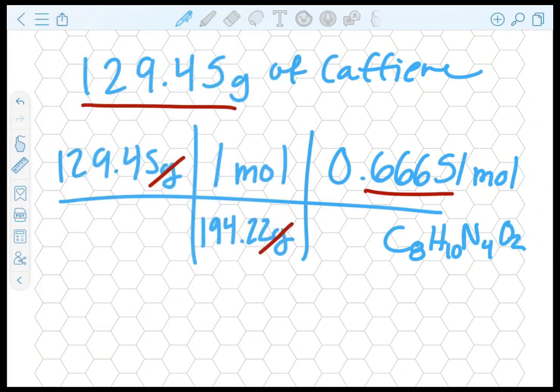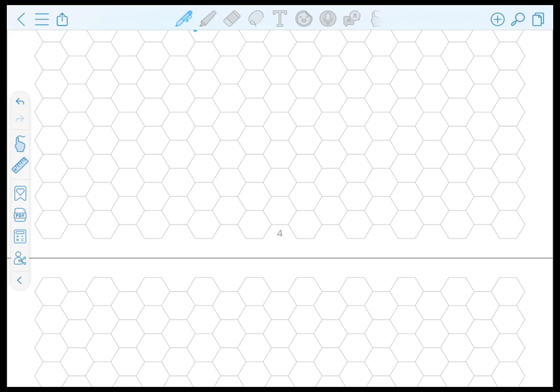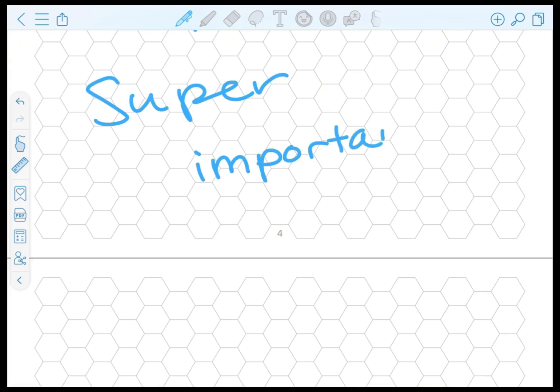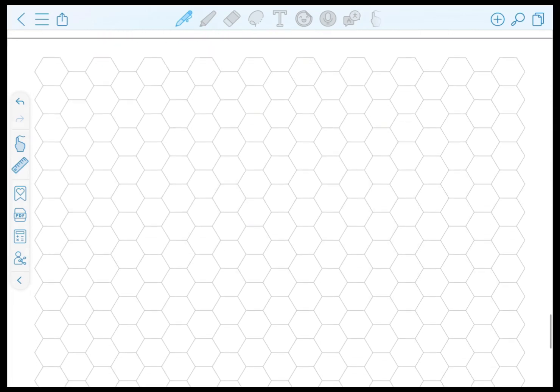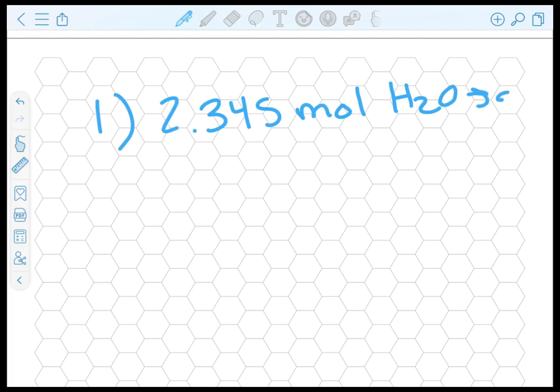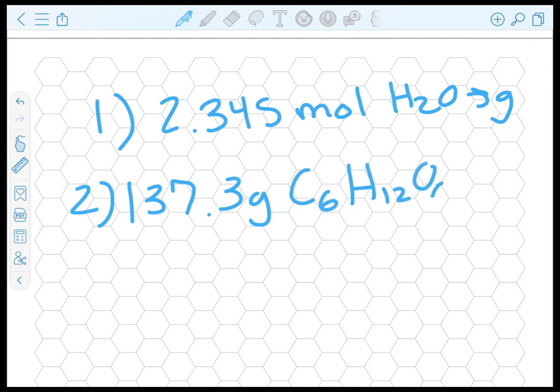Now, I know that's a lot of info that we just went into, but this subunit is so crucial for future units and stoichiometric equations, which is just crucial in chemistry overall. Remember your moles and grams. I'll leave you off with 3 fun challenge problems using conversion factors, and I'll put the answers in the descriptions with explanations. So here they are. 2.345 moles of water to grams. 137.3 grams of glucose to moles. And let's do 456.3 grams of NO2 to moles.